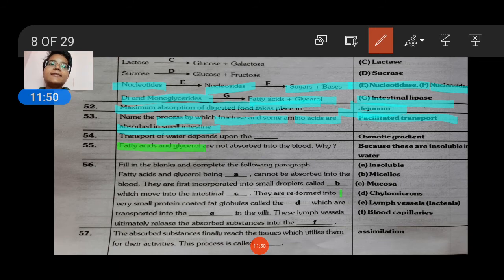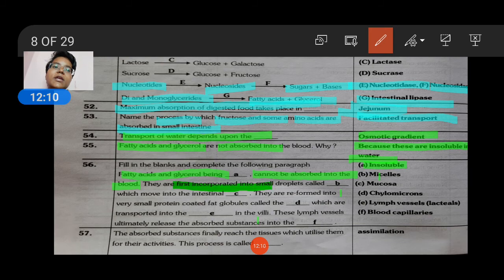Fatty acids and glycerol are not absorbed directly into the blood. Why? Because they are insoluble in water. Transport of water depends upon osmotic gradient. Fill in the blanks and complete the following paragraph. Fatty acids and glycerol, being insoluble, cannot be absorbed into the blood.